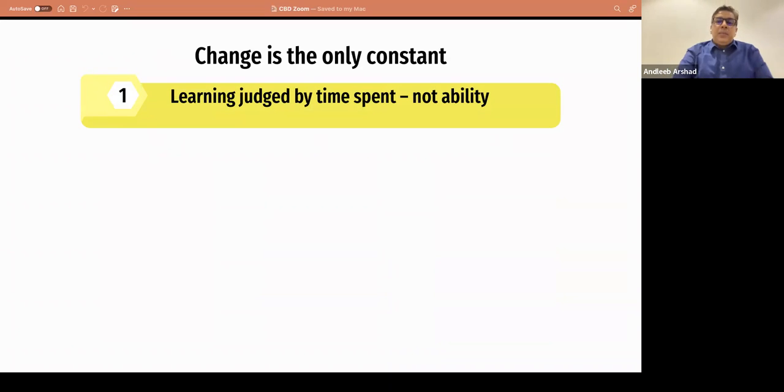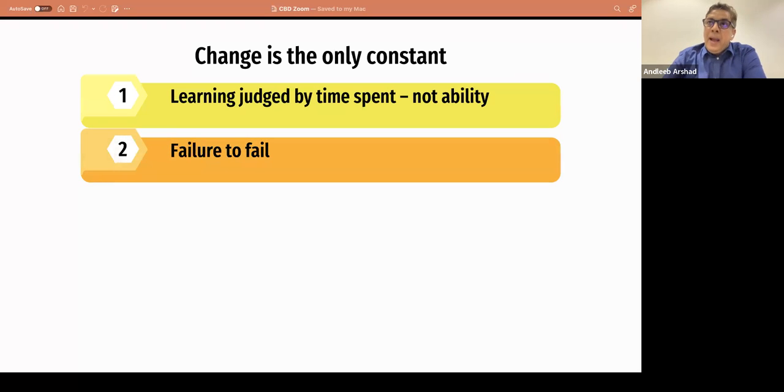So, some issues with current training, whether undergraduate or postgraduate, the issues are kind of common: learning is judged by the time spent and not ability, right? So there are perhaps not continuous assessments happening. At the end of a rotation, since they have spent 2 months in a rotation, it is thought as if they have learned everything that they had to learn during that rotation, which actually is not true. People learn differently, and perhaps you are not gauging them, right?